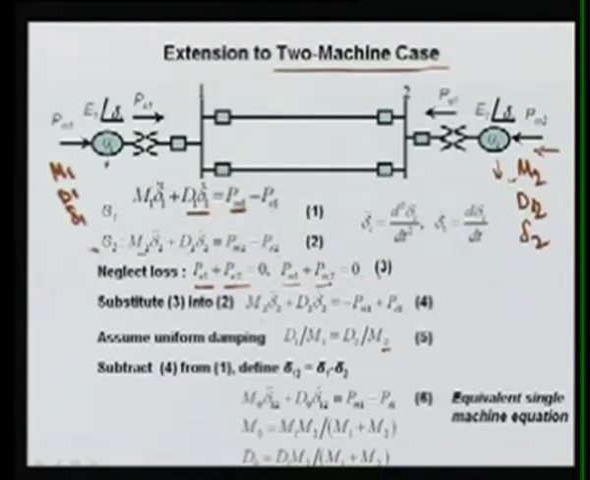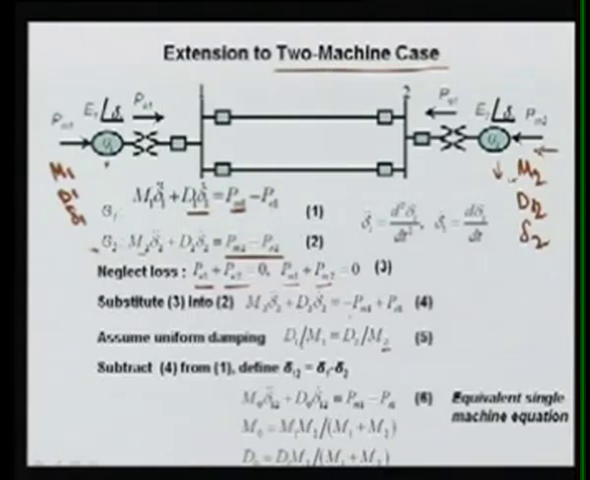Now substituting equation 3 into equation 2, we get M2 delta 2 double dot plus D2 delta 2 dot, replacing PM2 and PE2 in terms of PM1 and PE1, equal to minus PM1 plus PE1. Assuming uniform damping, meaning D1 upon M1 is equal to D2 upon M2, or you can ignore the damping. If you are ignoring it, that's no problem, then it is very simple.